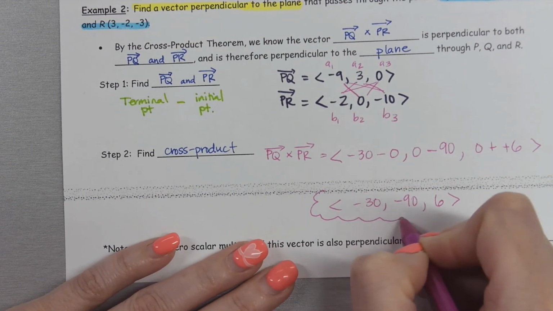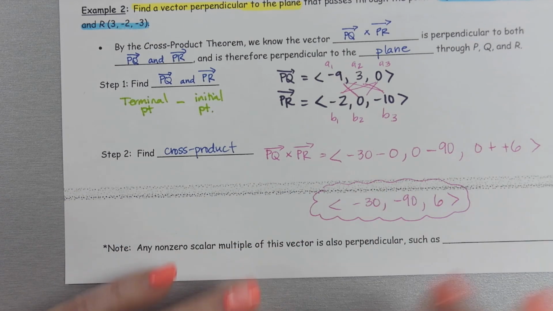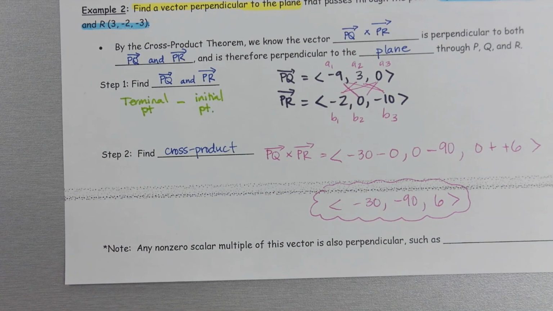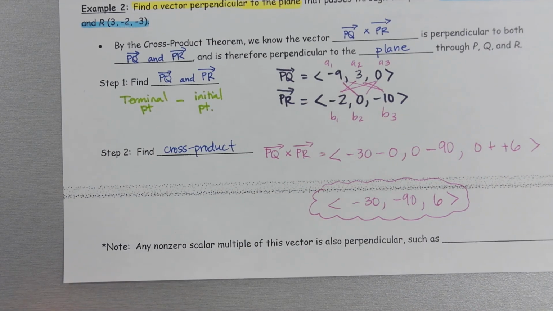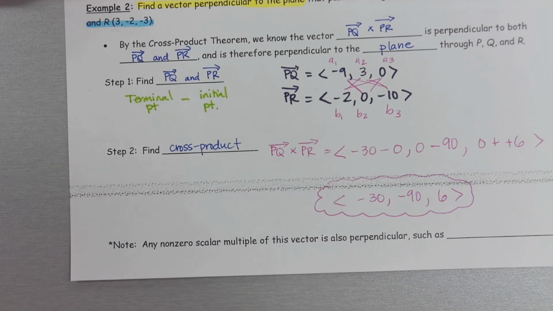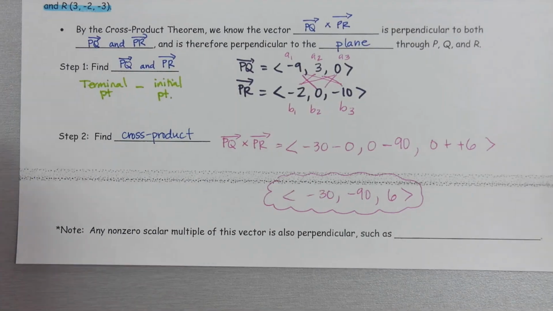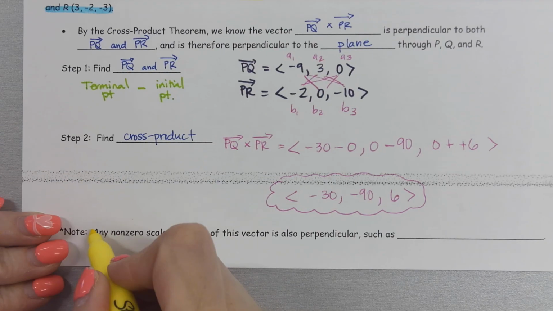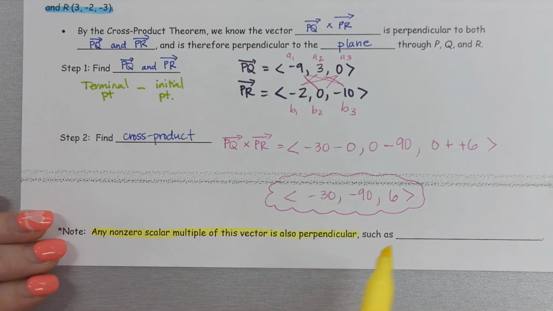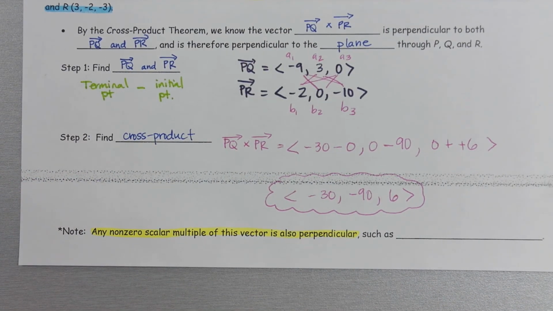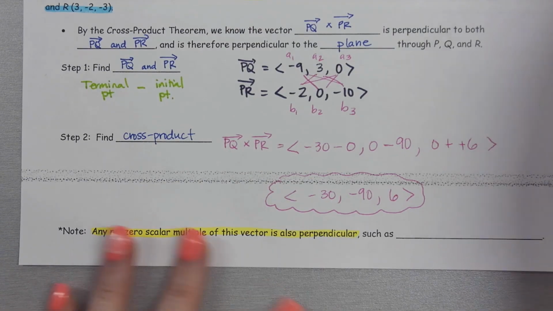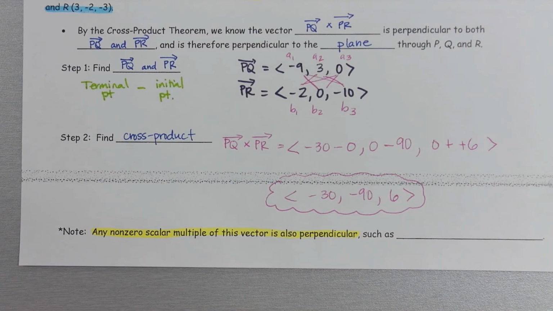So this is your solution. This vector is perpendicular to the plane that passes through those points. Okay, I'm going to try to pull this up on decimals for you as well. You can see that. And another thing to note is any non-zero scalar multiple of this vector is also going to be perpendicular. Okay, so you can multiply this by anything you want, and that vector is perpendicular too.